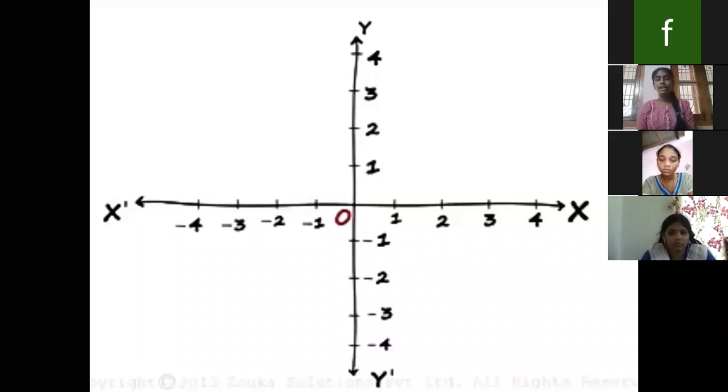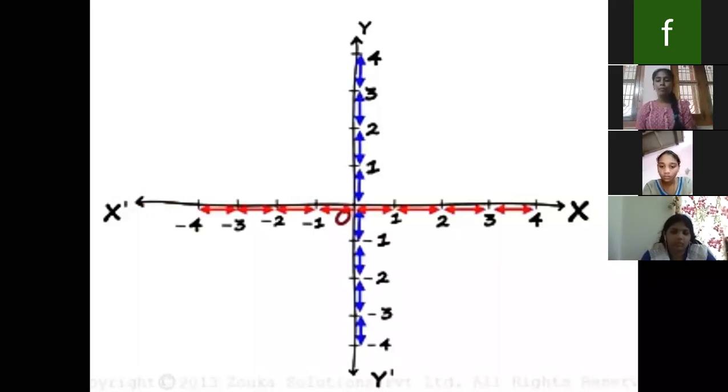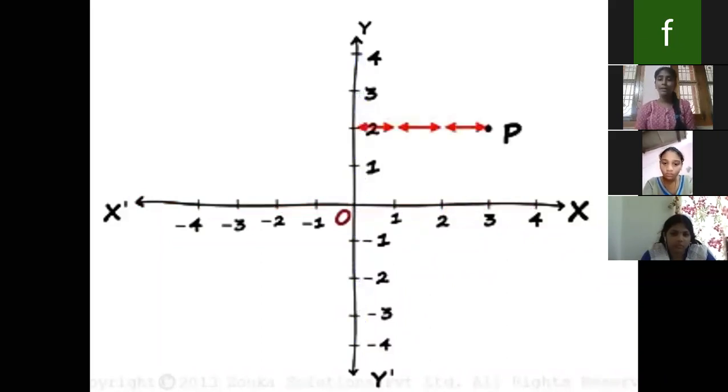And now let's take random numbers to give an identity for them. So let's make a point P. The numbers are all in the same way. Let's take the point P as 3 and 2. So the distance away from the horizontal line is 3 and the distance away from the vertical line is 2.